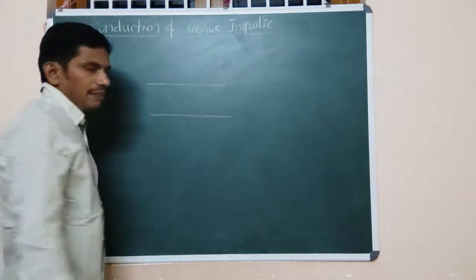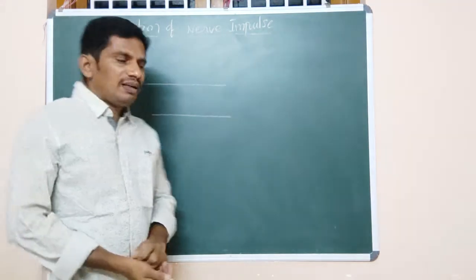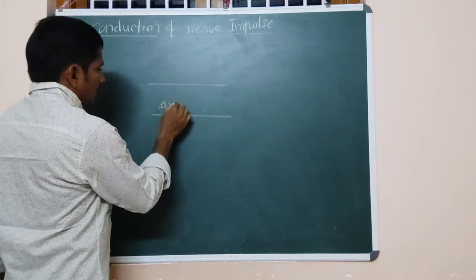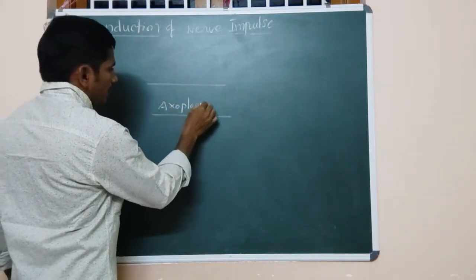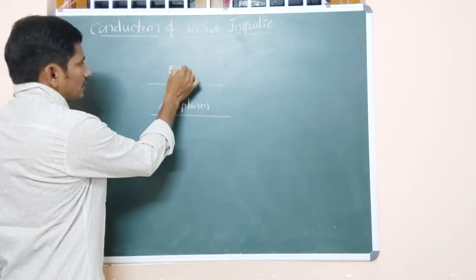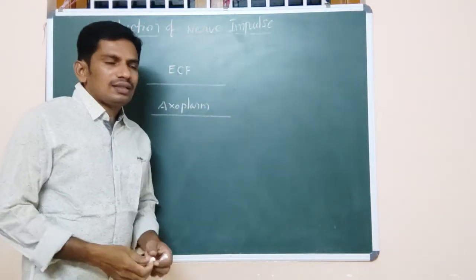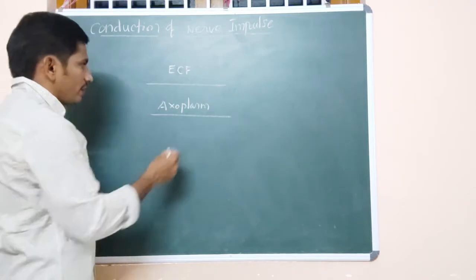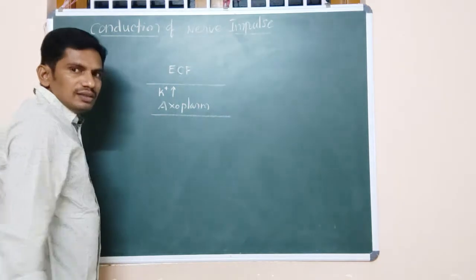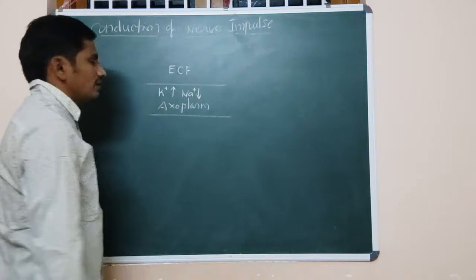axonal membrane. This is the axon, which has a layer, the axonal membrane. Here, this is the axoplasm. This is the axonal membrane. This is the extracellular fluid. Here, in this axoplasm, K plus are more in number and Na plus are less in number.